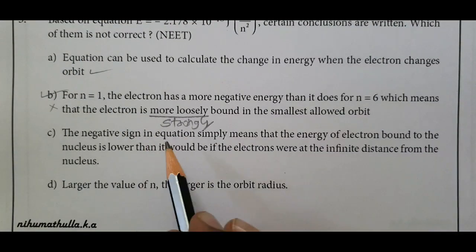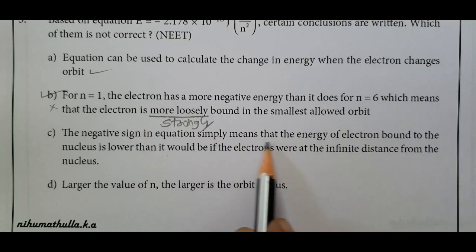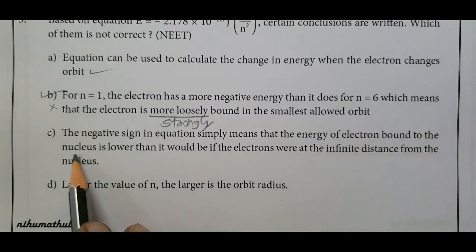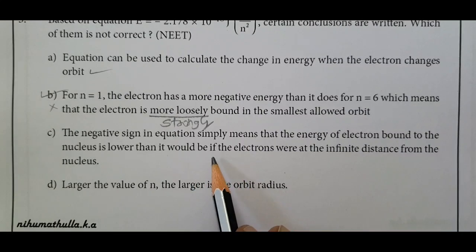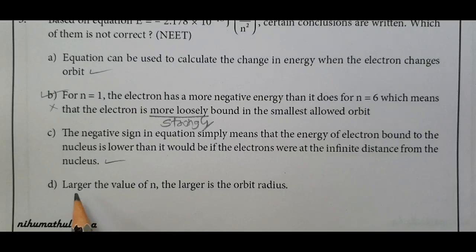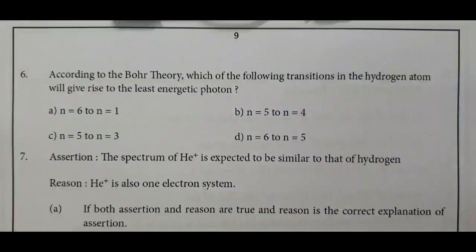The negative sign in the equation simply means that the energy of the electron bound to the nucleus is lower than it would be if the electron were at infinite distance from the nucleus, also correct. The larger the value of n, the larger is the orbit radius. All these are correct. So, the incorrect statement is B.